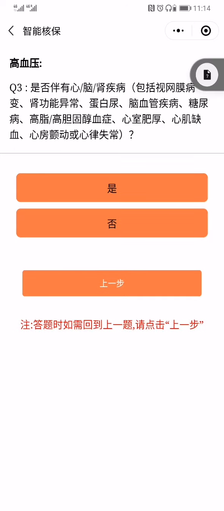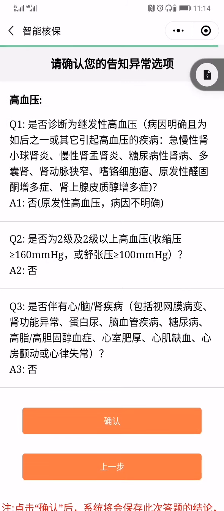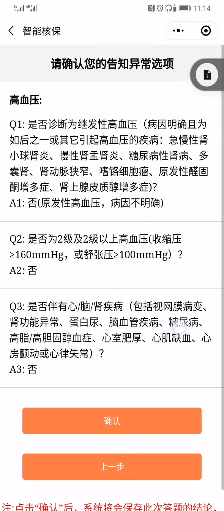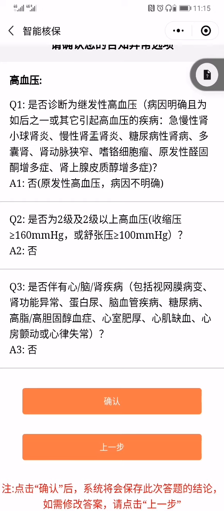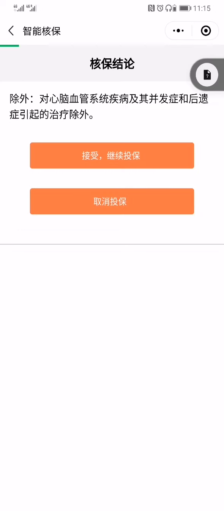And then they give me question 3. Do you have any heart, brain, or other issues that have been listed because of the high blood pressure? My answer is no. Then they give me a disclosure review page for the 3 questions and my answers. And I can click on the first button, which is confirm. That's my disclosure. Yes, sure. And then it immediately gives me an underwriting decision: accept with exclusion.